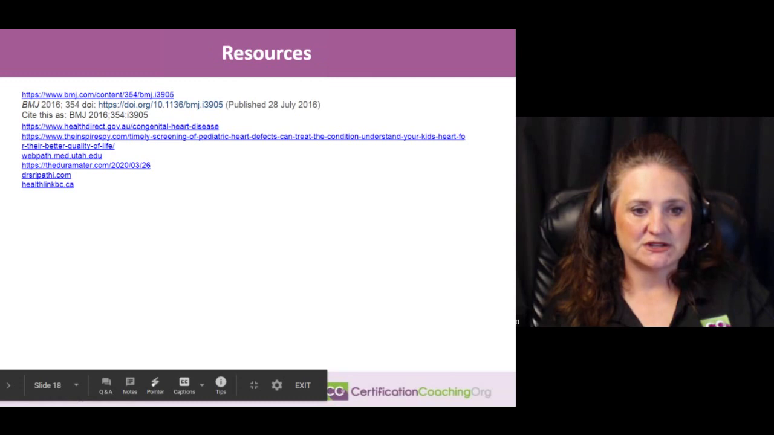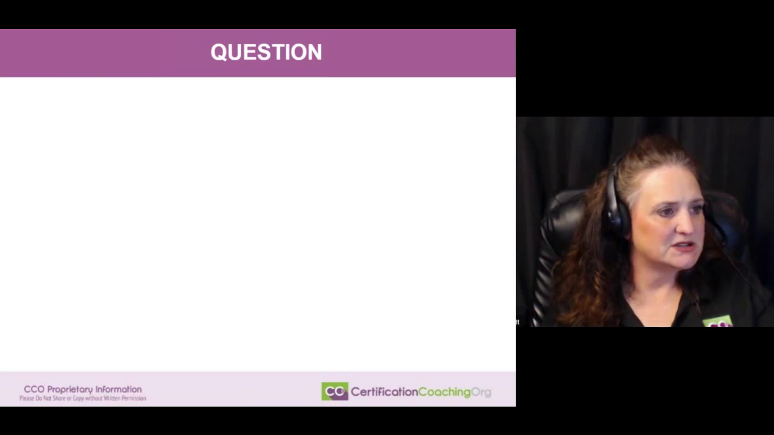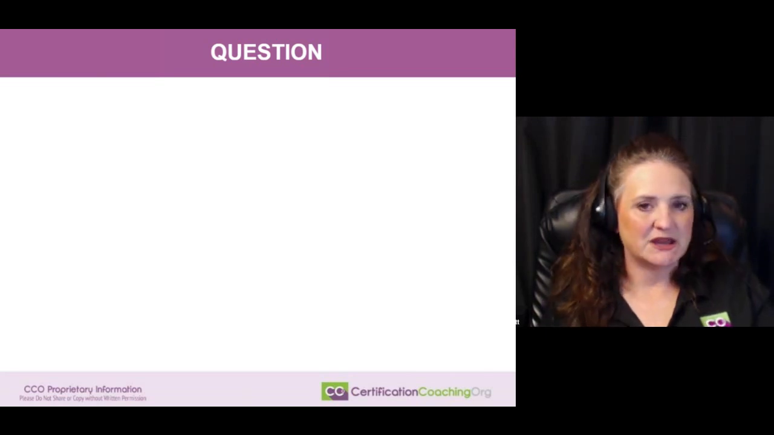Okay, let's go back to questions. I'm not sure if I can Google that or not, but I am going to try. Heterochromia iridis. I don't know if I'm going to be able to. We're going to try it though, because my internet's not always the best.